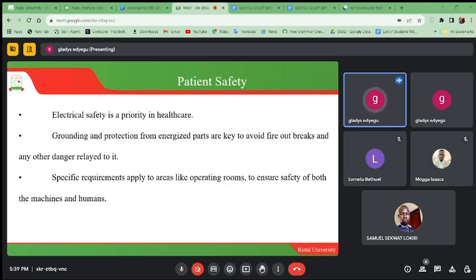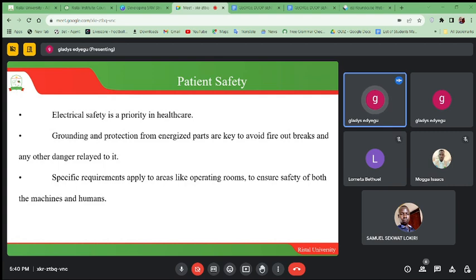So patient safety is very key, whereby electrical safety is a priority in healthcare. When we have electricity and it is safe electricity, then we are prioritizing healthcare, because we are able to provide healthcare services since the electricity we are using is safe. It's not going to endanger our patients. It is safe in a way that it sustains our machines and does not break them, and also it is safe in a way that we are able to use it to support other healthcare services. So electrical safety is a priority in healthcare.